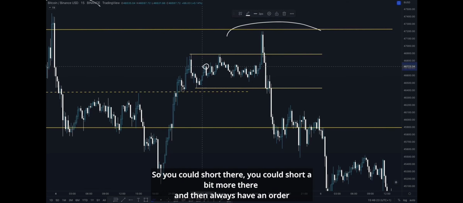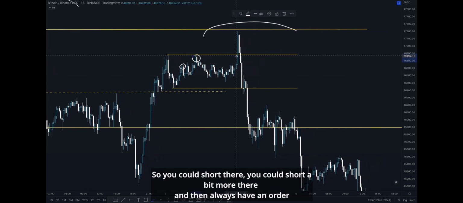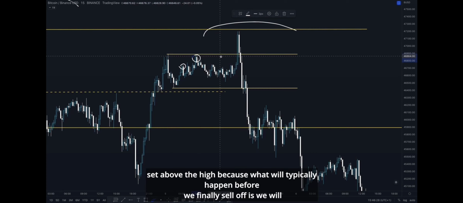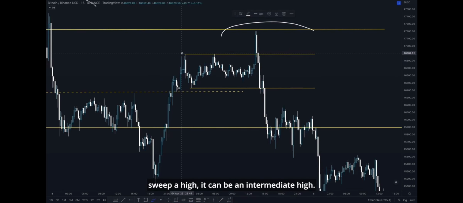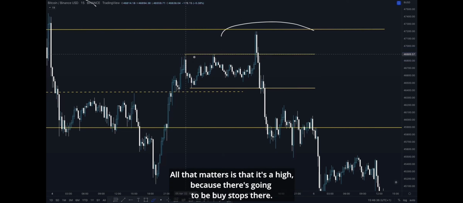So you could short there, you could short a bit more there, and then always have an order set above the high, because what will typically happen before we finally sell off is we will sweep a high. It can be an intermediate high. All that matters is that it's a high, because there are going to be buy stops there.